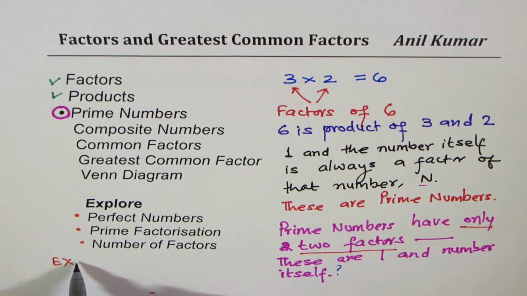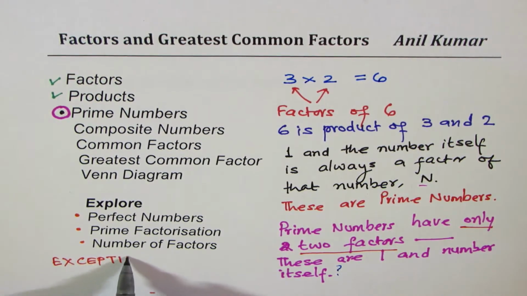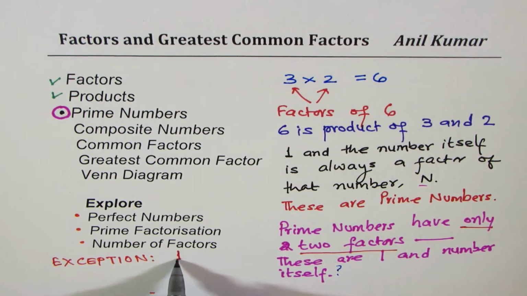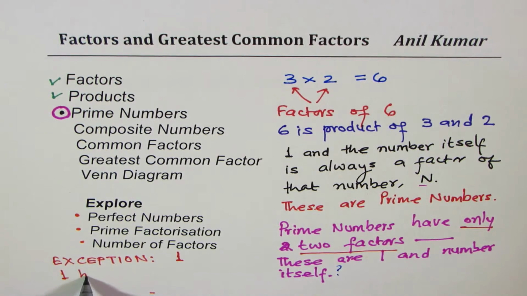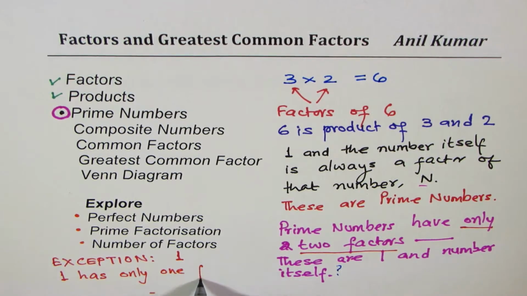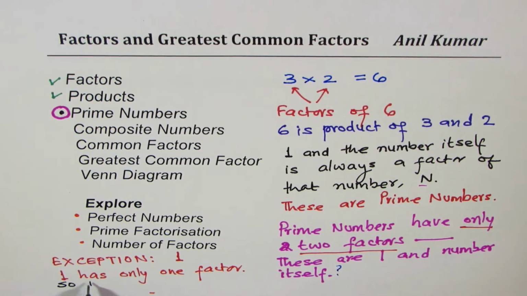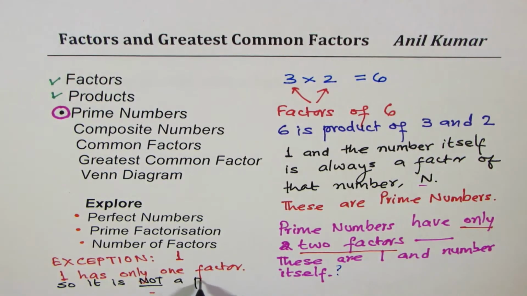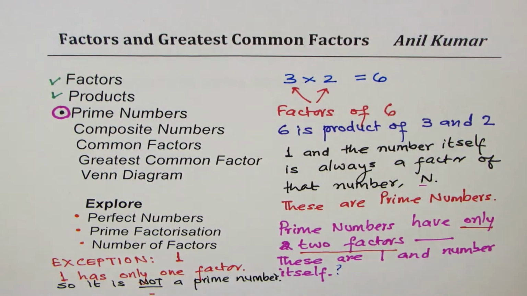Let me write down. This is very important. The number 1. See, 1 has only one factor, which is number 1. Do you see that? So it is not a prime number. Do you get my idea, right? So it is not a prime number.